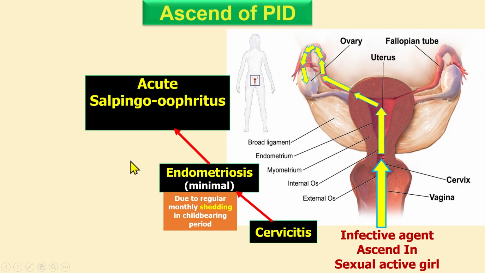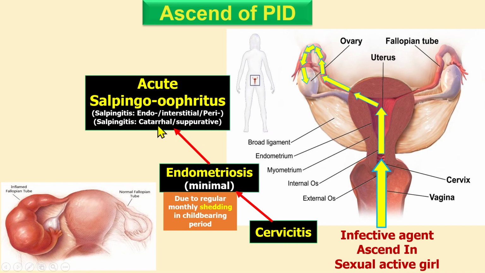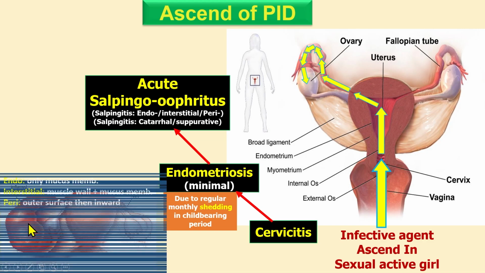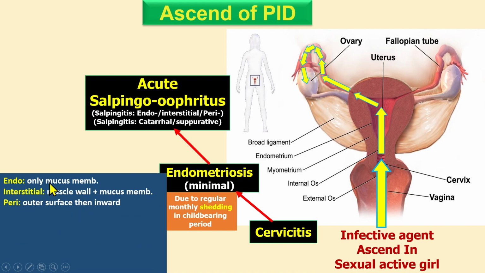Okay, acute salpingo-oophoritis. There are different types of salpingitis, for example endosalpingitis, interstitial salpingitis, and perisalpingitis. Endo means it's limited to the mucous membrane, interstitial means it involves the muscle, and peri means it also involves the outer part, outside the fallopian tube. And there are other forms: catarrhal and suppurative. Catarrhal is the mild form, where you see only edema, and in the suppurative you see pus formation. Here you can see acute salpingitis, the inflamed fallopian tube. So endo is mucus, interstitial is muscle and mucus, and peri is the outer surface, then inward.